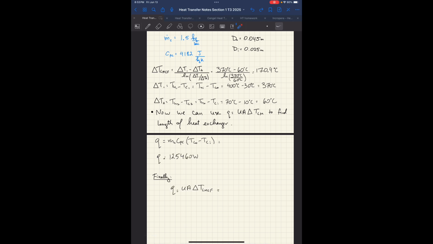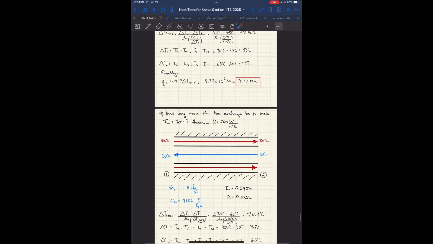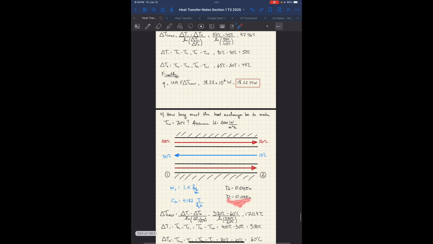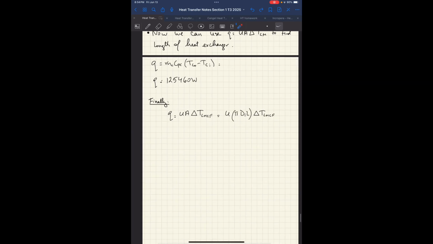Now that we have Q, I have U and I have delta T log mean. Now I can solve for the surface area. But I'm going to actually plug in what the surface area is. It's the soda can area, right? Soda can area of this guy, basically pi d l of this. In this case it is pi Di L. And then we can basically solve for L. So let's go ahead and do that. So here I plugged in the area, and we solve for L. Plug and chug. We're done.